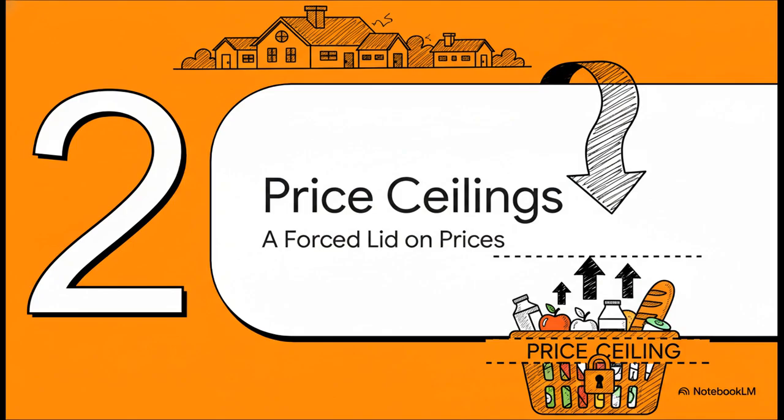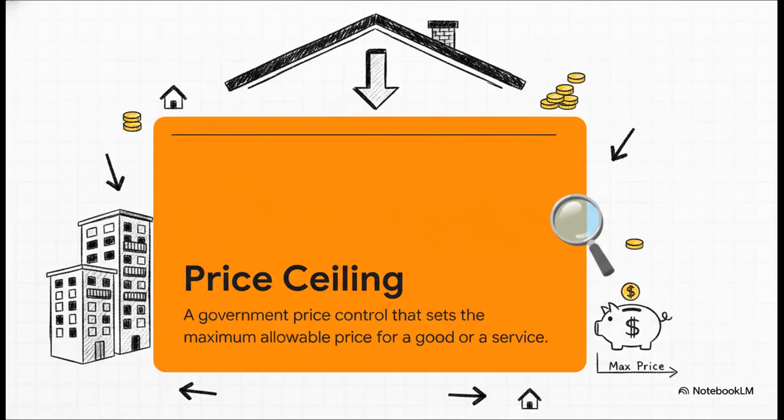Let's imagine the government thinks the price of something, say apartment rentals, is just getting out of control for regular people. To try and help, they might put in something called a price ceiling. And a price ceiling is exactly what it sounds like. It's a legal maximum, a lid on the price. A seller cannot legally charge you 1 penny more than that amount. The classic example you're going to see everywhere, and definitely in your econ classes, is rent control. That's where a city sets a maximum rent for apartments, all in an effort to keep housing affordable.